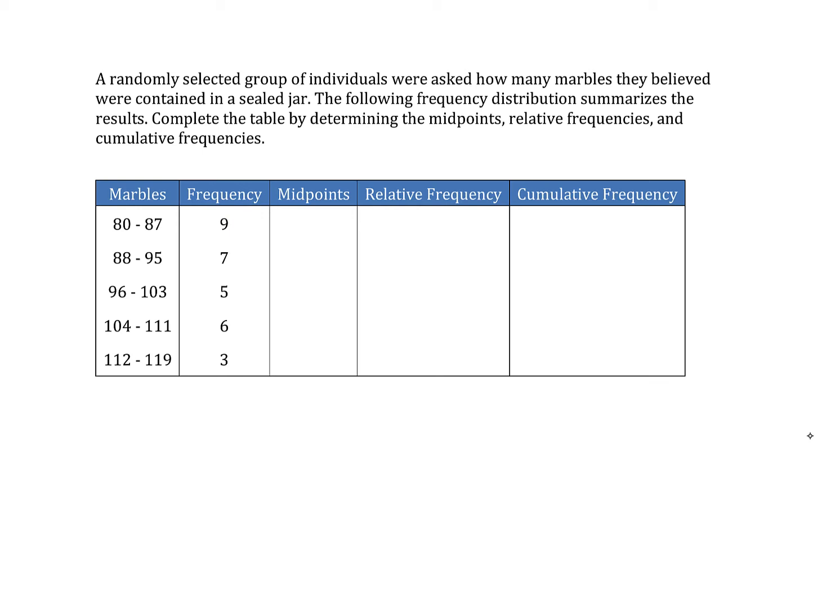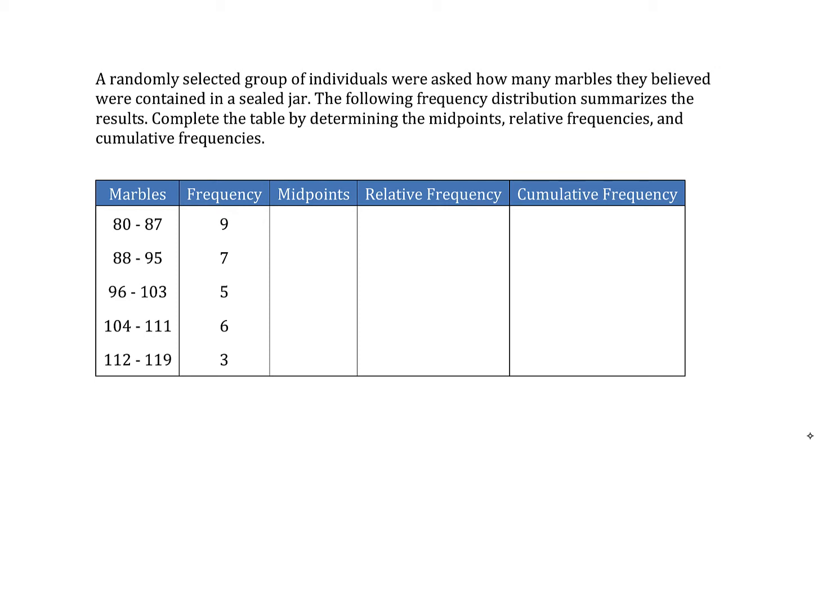A randomly selected group of individuals were asked how many marbles they believed were contained in a sealed jar. The following frequency distribution summarizes the results. Complete the table by determining the midpoints, relative frequencies, and cumulative frequencies.